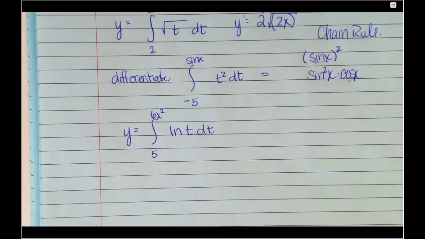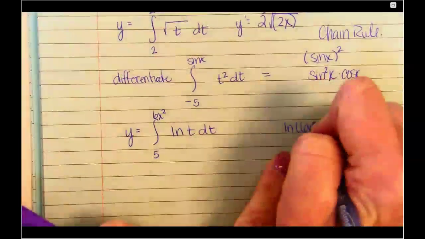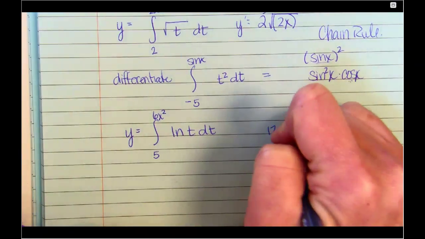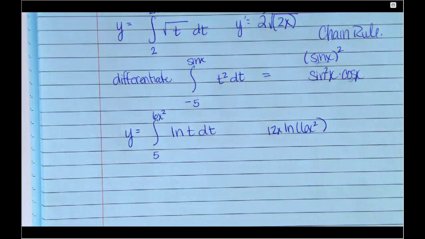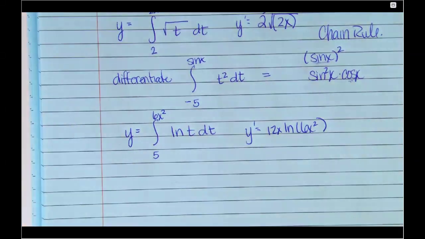Okay, so listen, two steps to this. All the time, two steps. Plug the top in for whatever t is, right? Plug the top thing in. It creates an inside function. So this is going to be natural log of 6x squared times 12x, which does not go on the inside. You can't change the argument of this. It's 12x times natural log of 6x squared.